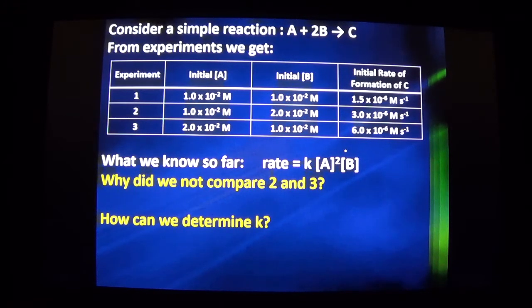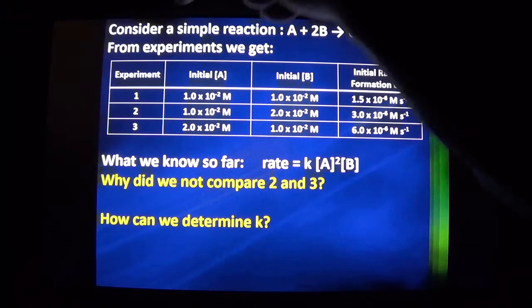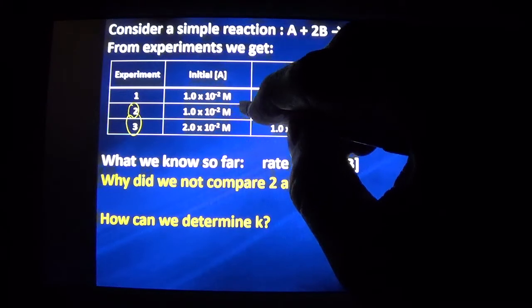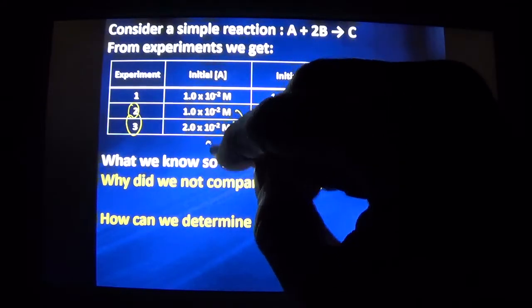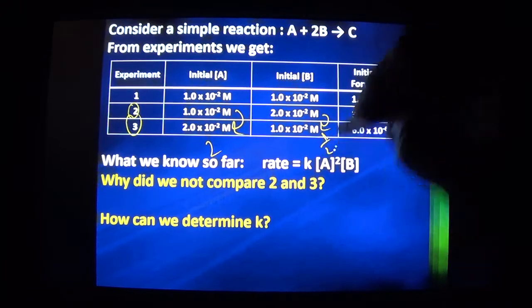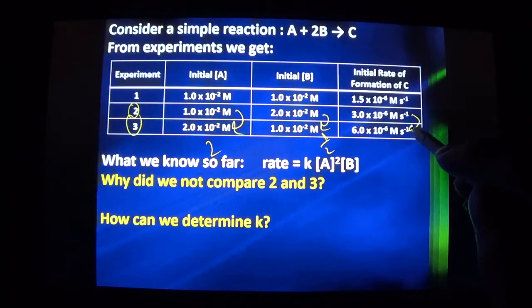Now I do want to point this out. Why did we not compare equations 2 and 3? So let's take a look at that. 2 and 3, what happens to A? Well, A doubles. What happens to B? B halves. What happens to C? C doubles.